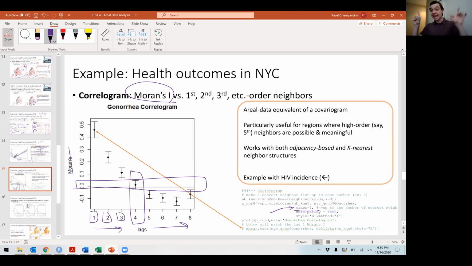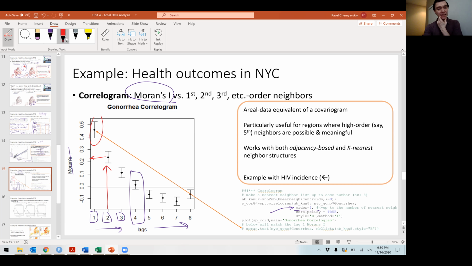Think of that as the range, right? In geostatistical data, when we were looking at the covariogram, where it hit 0 was our range. So for the gonorrhea, it looks like fourth order neighbors become spatially uncorrelated. But everything before that was at least somewhat spatially correlated. In fact, second order neighbors were still correlated at a clip of 0.25. First order neighbors, almost 0.5.